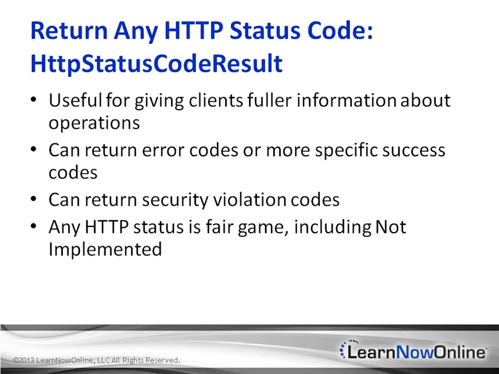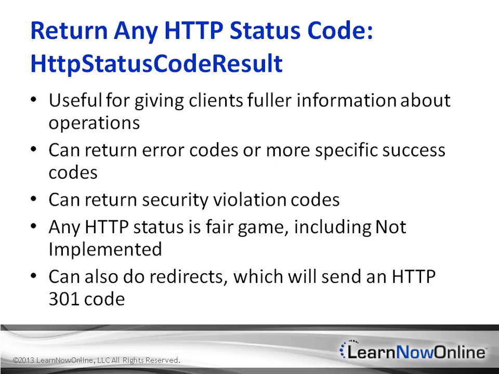Any HTTP status is fair game, including the not implemented HTTP code. So, for example, if someone calls an action that just isn't there or doesn't do anything right now, you can literally return to the client in the response that that functionality has not been implemented. You can also use it to do redirects, which sends an HTTP 301 code to the client so that they know they've been redirected and can do things like adjust their browser history or whatever it is they need to do to compensate for that result.